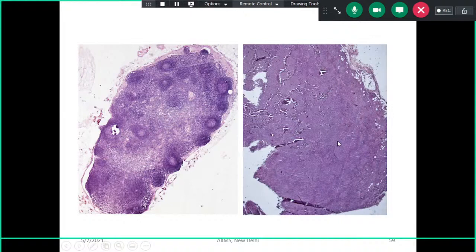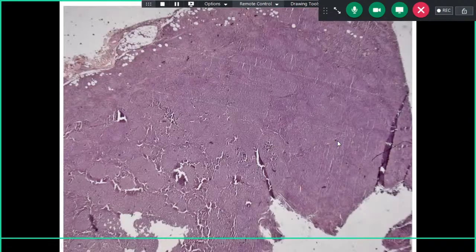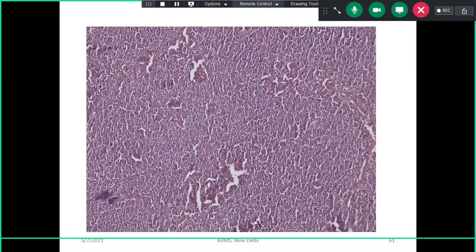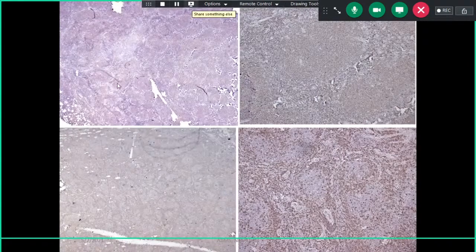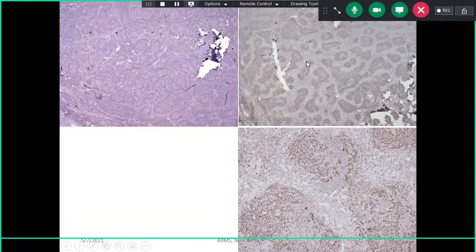So again the same pictures. Now this is a case of a follicular lymphoma. Here CD20 is positive, CD3 negative, BCL6 positive, CD10 positive, and CD23 is the normal pattern, CD23 negative. And if you do the Ki67, you find the polarization is lost in case of Ki67. So this is a case of a follicular lymphoma.